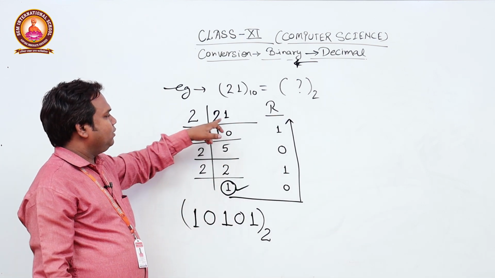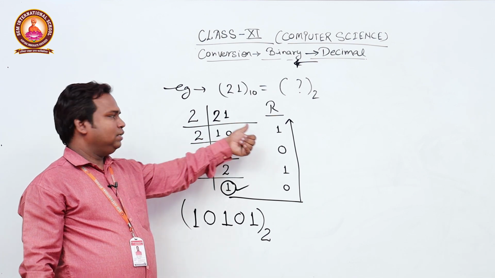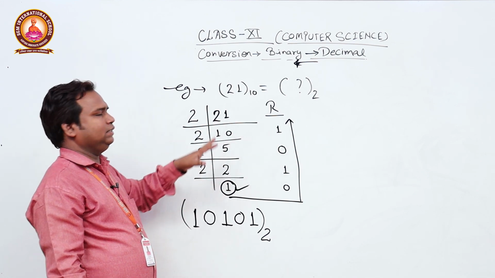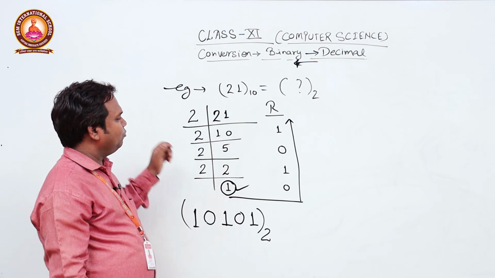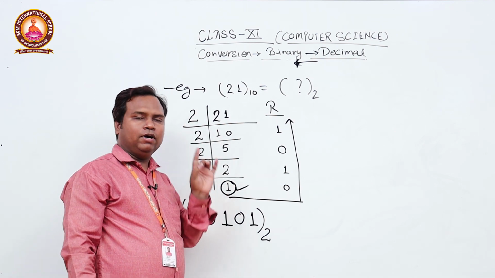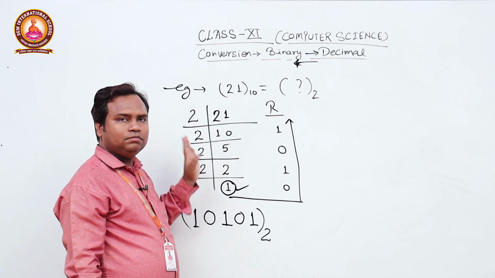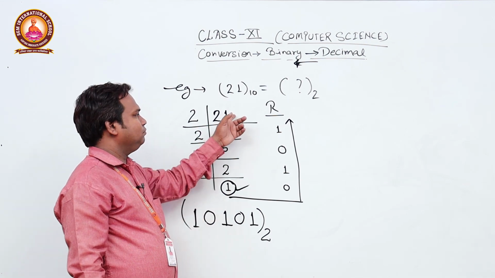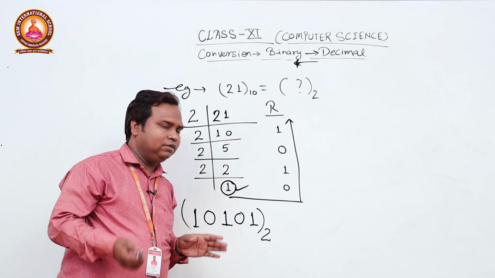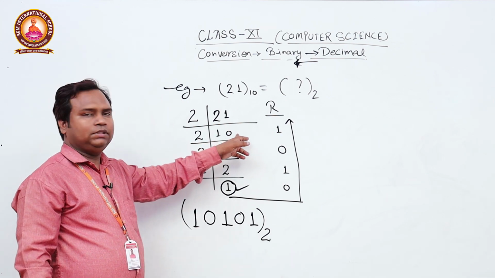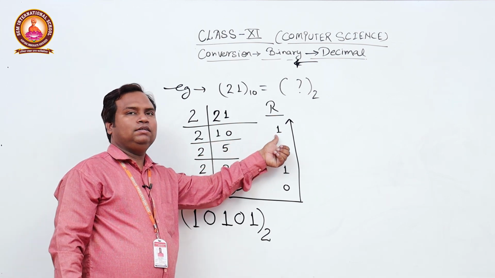21 divided by 2, 2 10s are 20. Remainder is 1. The rule is to divide till 1. 2 ones are 2, 0. Remainder is 1. That is not divisible further, then 0 times means remainder is 1.